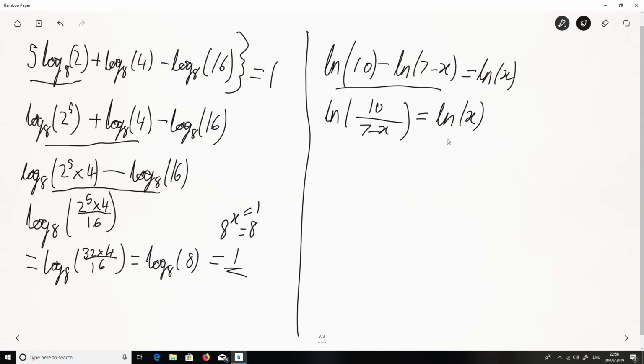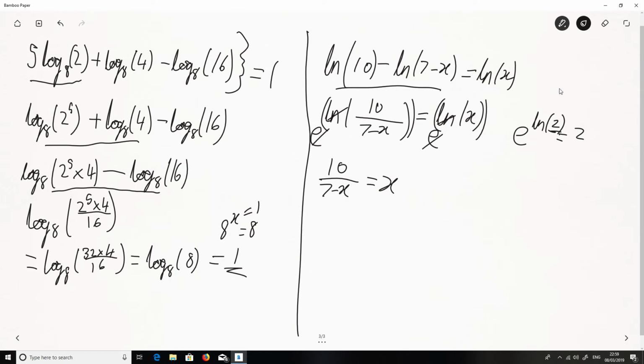Now, in order to get rid of a log, you remember I told you that the exponent is the inverse of a log and vice versa. So if we take an exponential of both sides, so it's e to the power of all of that, e to the power of that, the exponential will cancel out with the logarithm each time because they're the opposite of each other, and all we'll be left with is 10 over 7 minus x equals x. Now this is a complicated step, but it's good to get your head around. So if you take an exponential of a natural log of something, you will just be left with whatever was inside the natural log, because these two operations will always cancel out.